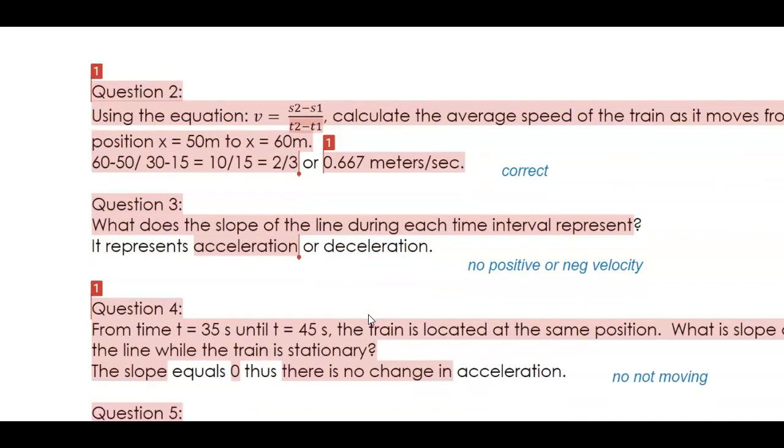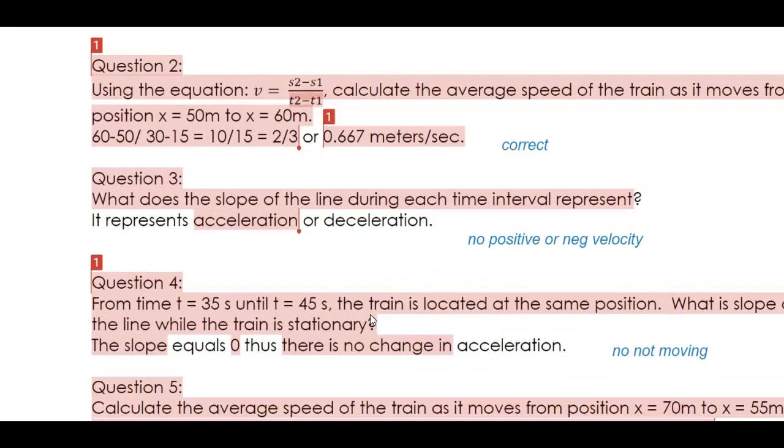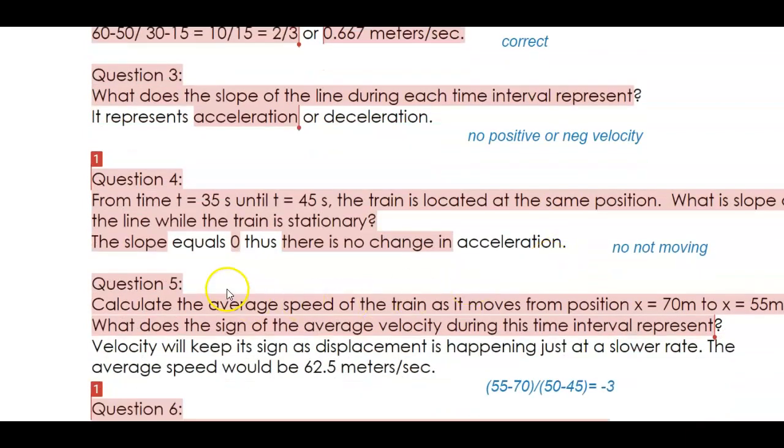Second question. The third question, and anything about slope, you evidently don't have a good understanding of that, and that's something we should try and work on since this is in mechanics. Slope does not represent acceleration or deceleration in this graph. It represents positive or negative velocity. In this one, when the slope is 0, that simply means it's not moving. It's not a change in acceleration, that's just not moving.